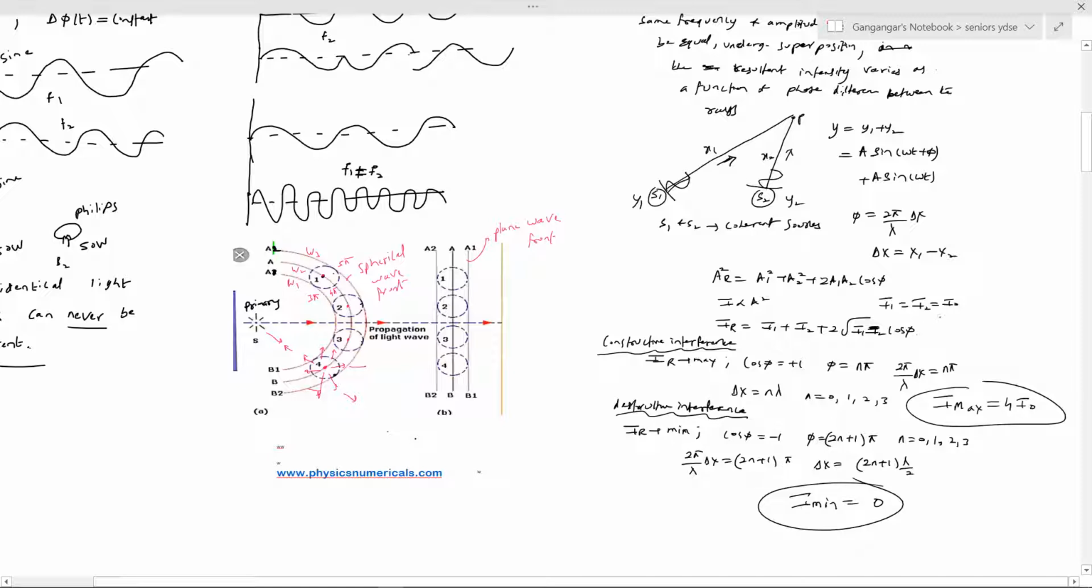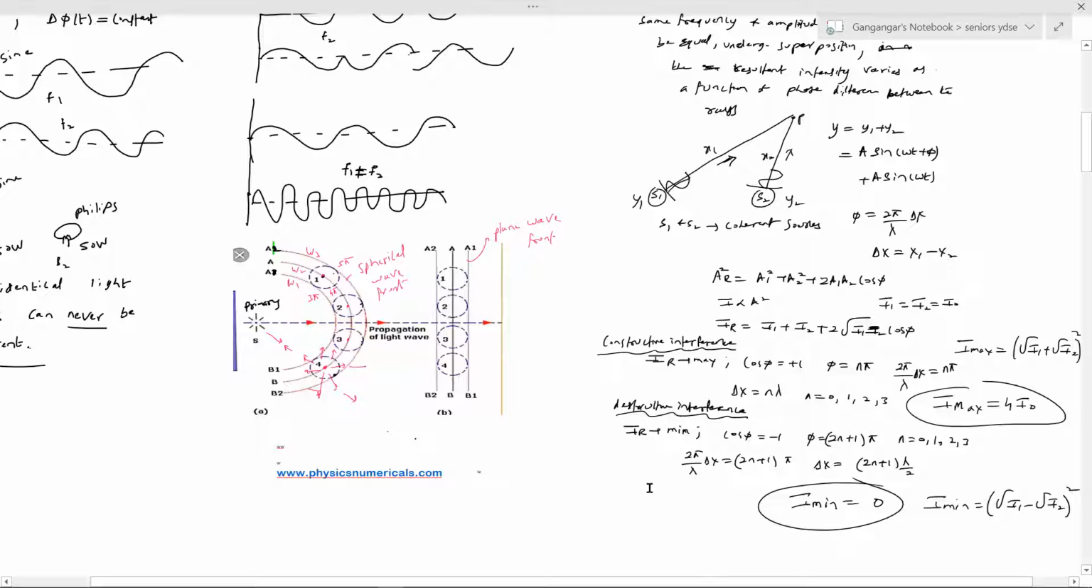This is provided I1 equal to I2. If I1 is not equal to I2, then the equation will take some other form. So what is that? I max will be, and what about I minimum? If I1 equal to I2 equal to I0, then the minimum intensity will become equal to 0 at destructive interference.